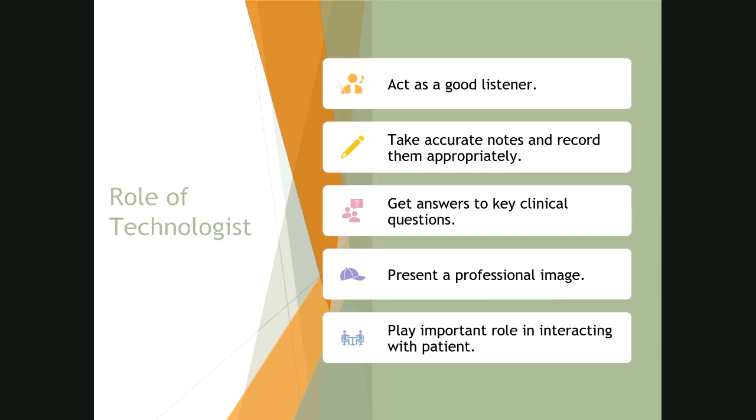Our role as the interviewer is to be a good listener. Again, take accurate notes and record them appropriately. Get answers to those key questions that we are supposed to ask, which are related to the Sacred Seven. Always present a professional image. Make sure your posture is good. Make sure you are dressed appropriately. Just the way you carry yourself can present you as a professional, because you want them to respect you just like you're respecting them, and you want them to be able to take part in their history taking, to be a joint effort, not a struggle.